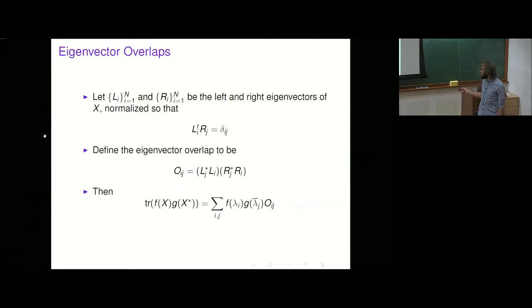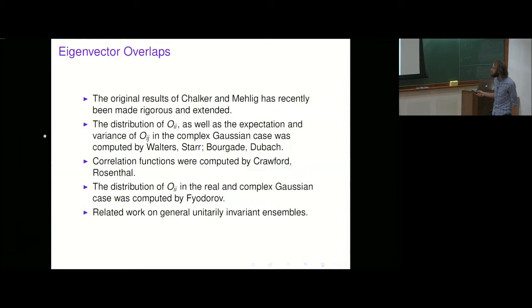So either understanding eigenvector overlaps can help you understand this quantity, or understanding this quantity can help us understand the eigenvector overlaps. Both of them in general seem to be rather hard problems. So this was first considered in this physics paper of Chalker and Mehlig, and recently some of their results have been made rigorous and even extended. So in the complex Gaussian case, the distribution of the diagonal overlaps, so I take an eigenvector and take its inner product with itself, has been computed, as well as the expectation and variance of the off-diagonal overlaps. This was initiated by Walters and Starr a few years ago, and then very recently Bourgade and Dubach have sort of completely solved this issue.